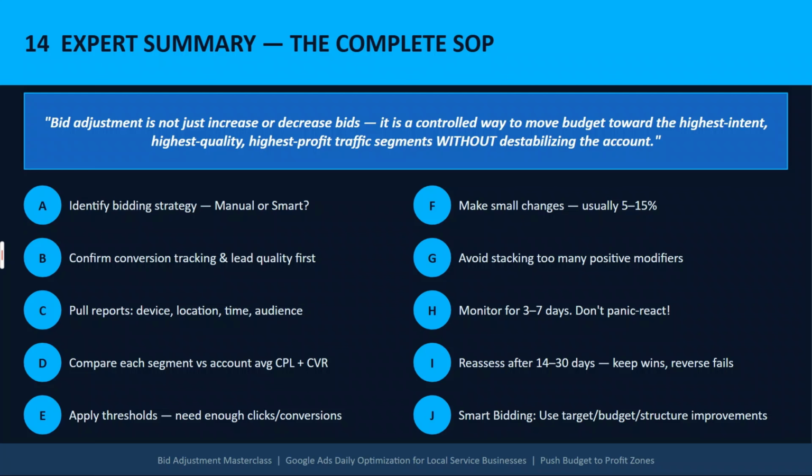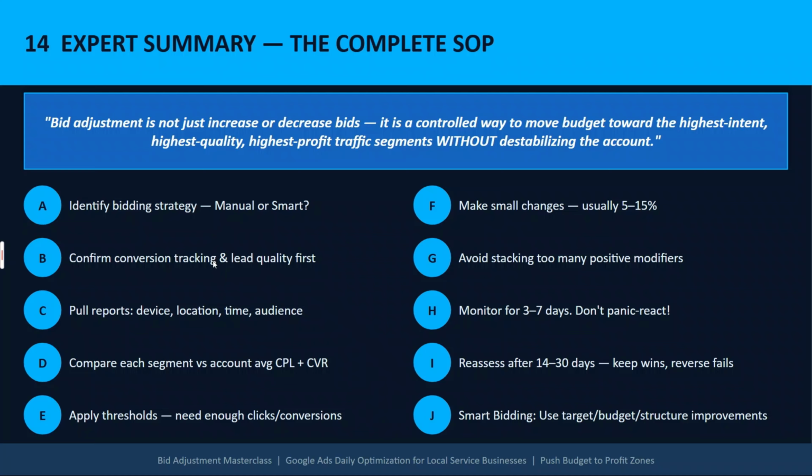And now we come to the final slide, the expert summary and the complete process. I want you to remember this one sentence: bid adjustment is not just about increasing and decreasing bids; it is a controlled, deliberate way to move your budget toward the highest intent, highest quality, highest profit traffic without breaking the account. Here is the complete process one more time from A to Z. Number A, identify your bidding strategy first, manual or smart. This changes everything. Number B, confirm conversion tracking is working. If tracking is broken, nothing else matters.